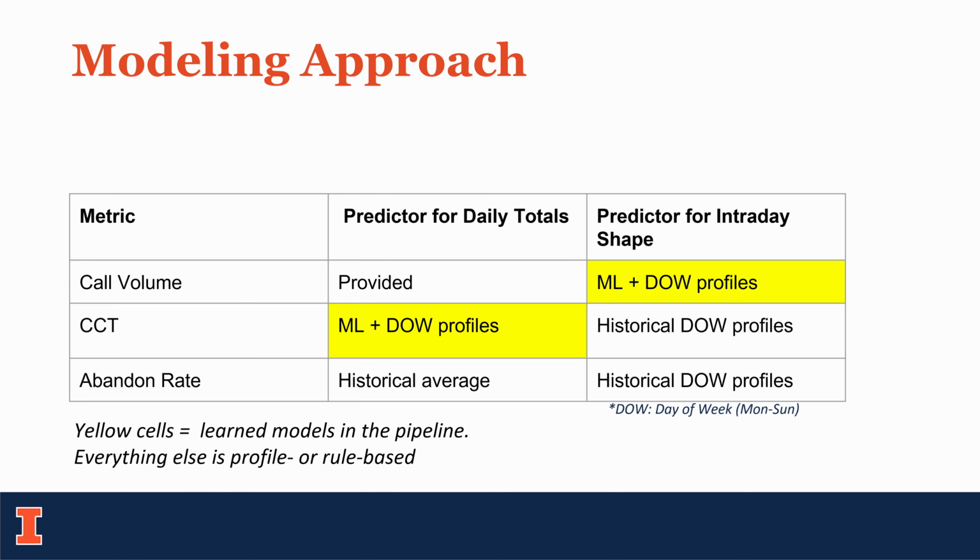Now for the modeling decisions. Here we have the overall approach. August daily call volume is provided, so we don't predict it. We just use it as an anchor. Daily CCT is where we use machine learning. Daily abandon rate is just rule-based, using a blend of recent history and same-day-of-week prior August behavior. And at the interval level, call volume uses machine learning plus day of week profiles, while CCT and abandon rate use historical profiles scaled to the predicted daily level.